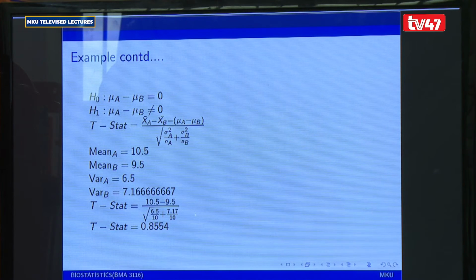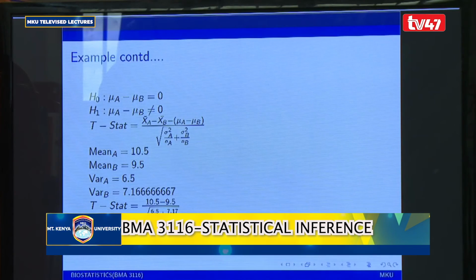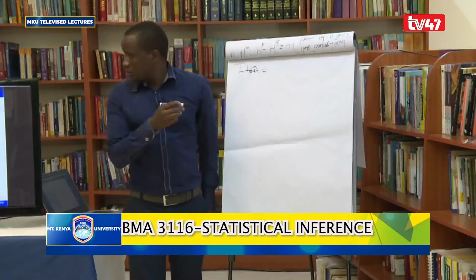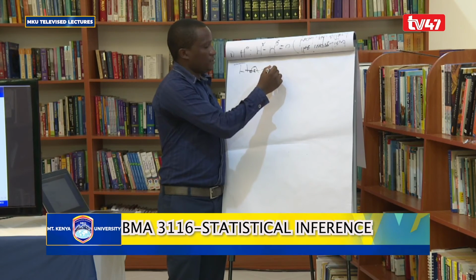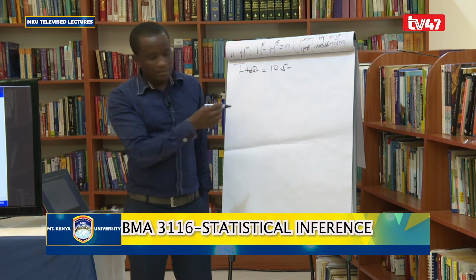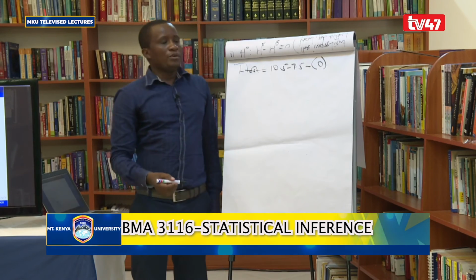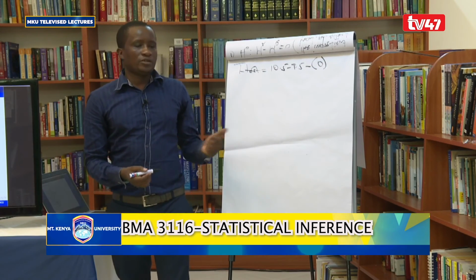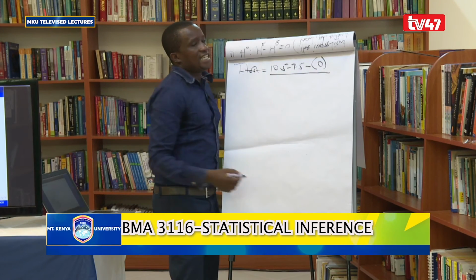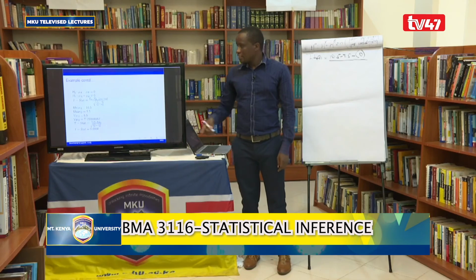So replacing back the mean as calculated over there, the mean of A is 10.5, the mean of B is 9.5. So we will have the t-test being equal to 10.5 minus 9.5. Then in this case we are minusing 0 because this test is based on H naught, and we have seen under H naught we are testing that mu A minus mu B is 0. So in that case we replace that with 0.